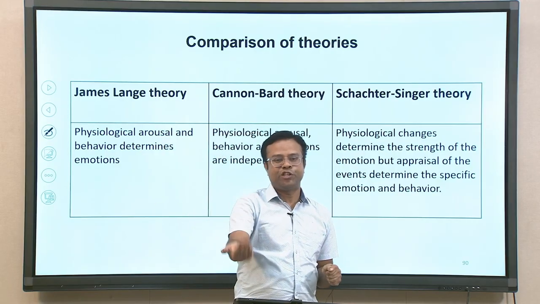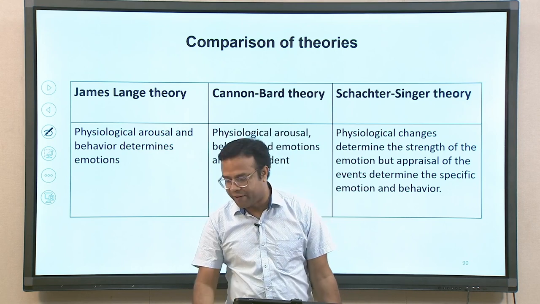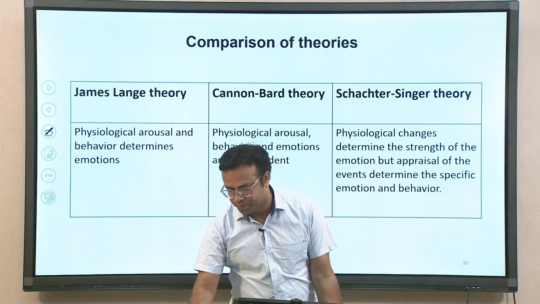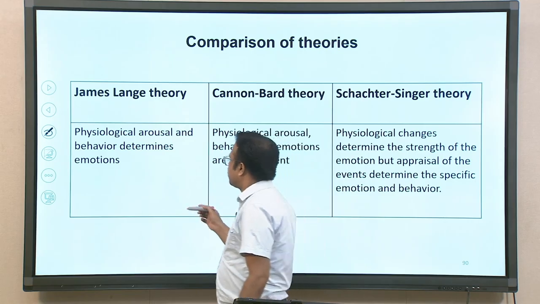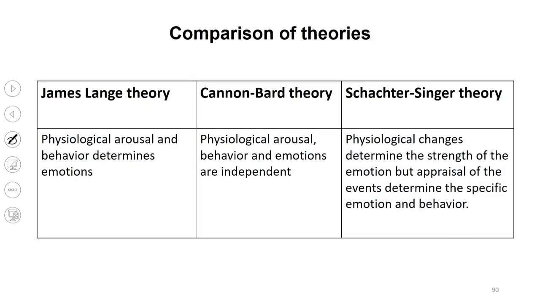The James-Lange theory says physiological arousal and behavior determine the emotions. According to the James-Lange theory, an event happens, then physiological arousal happens, and this physiological arousal determines emotion. So, physiological arousal happens first and then emotion happens later. First physiological arousal, then emotions.